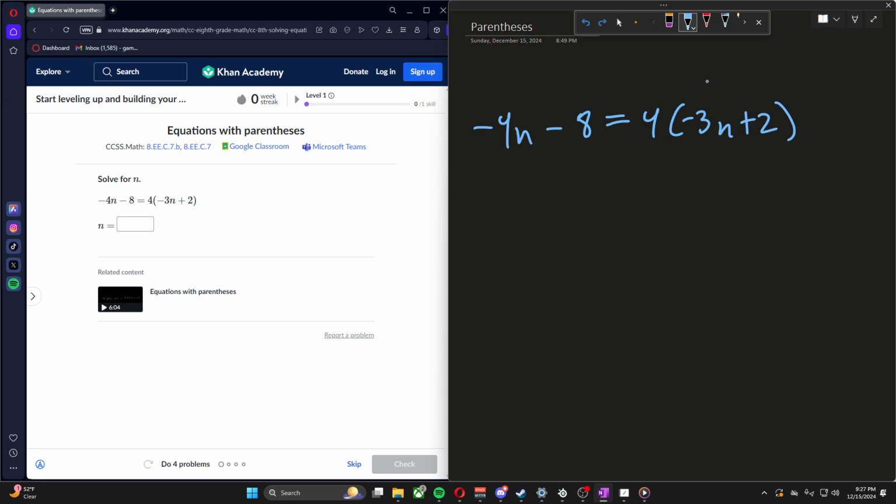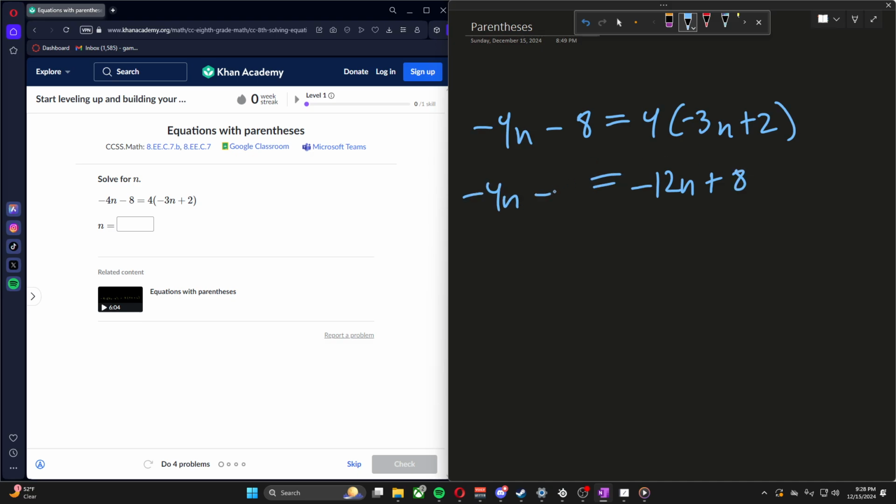What we can do, however, is multiply the 4 into this negative 3n and 2. Whenever you have a number and a parentheses right after that, that's basically saying multiply 4 by whatever is in the parentheses. So with that information, we can do some basic multiplication. We can do 4 times negative 3, which is negative 12, and bring down our n. And then we do 4 times 2, which is 8.